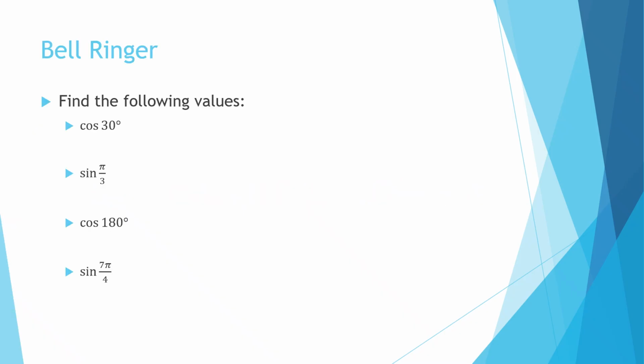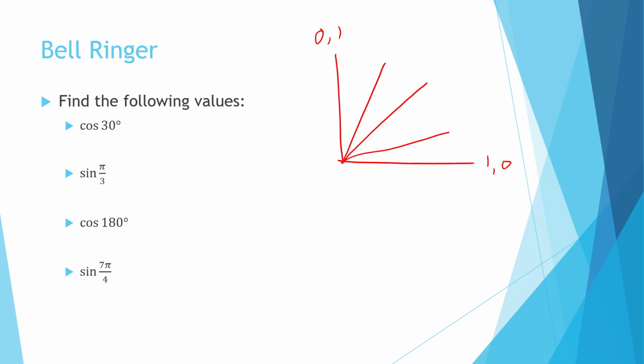All right, so here's the bell ringer for today. Find the following values: cosine 30, sine pi over 3, cosine 180, sine 7 pi over 4. So taking a look here, if we draw out just our first quadrant, we can use this to answer the rest of these. So this should be 1, 0, 0, 1, drawing our other three angles 30, 45, and 60 degrees. Here, you know it's root 2 over 2, root 2 over 2. This should be root 3 over 2, comma 1 half. And then this would be the inverse, 1 half, comma root 3 over 2.